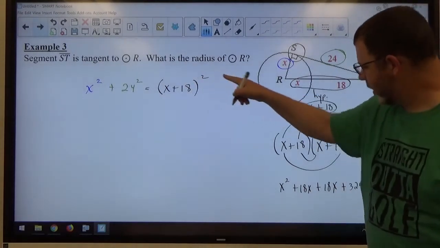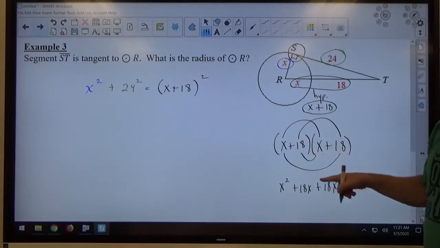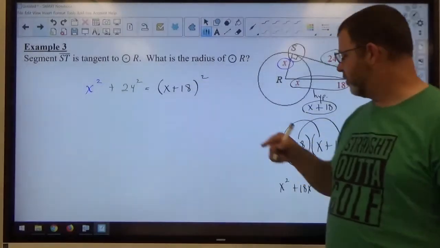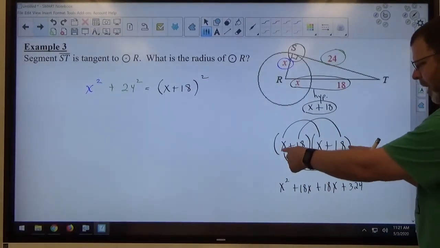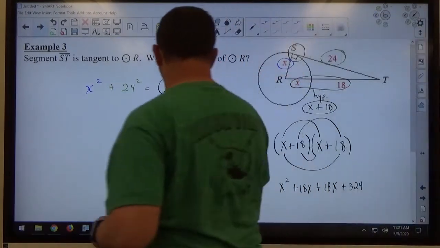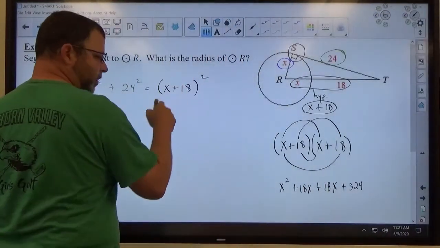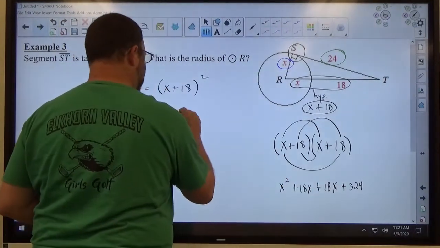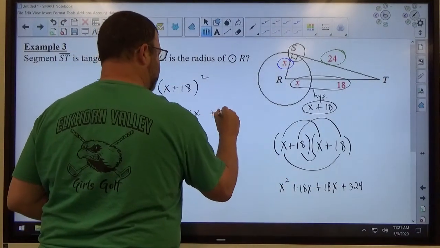So this side squared is a binomial squared. You must do FOIL to square a binomial. Don't fall into the trap of just squaring both pieces here. So first times first, outer, outer, inner, inner, last, last. That gets you 4 terms. If we combine like terms, the end result of this piece is x squared, 18x plus 18x is plus 36x, plus 324.